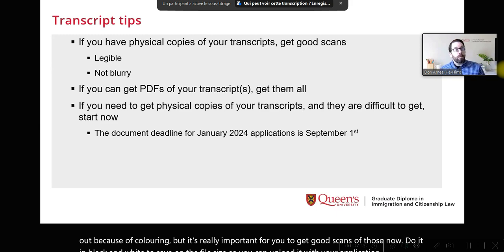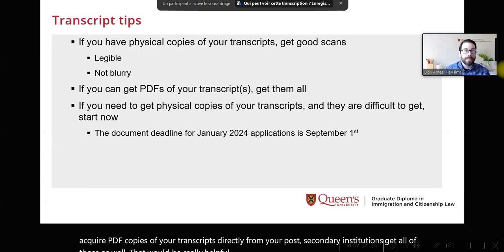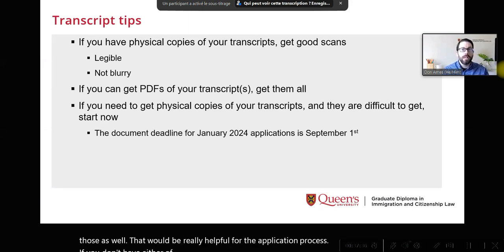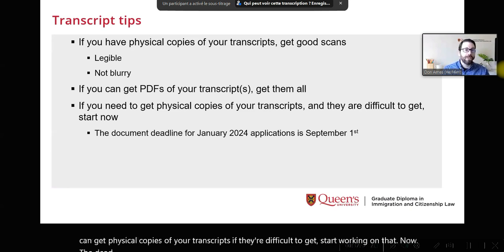If you can acquire PDF copies of your transcripts directly from your post-secondary institutions, get all of those as well. That would be really helpful for the application process. If you don't have either of those, or if your school doesn't submit PDF documents, if you can only get physical copies of your transcripts, if they're difficult to get, start working on that now. The deadline for documents is September 1st for a January 2024 application, so start work on that right away.